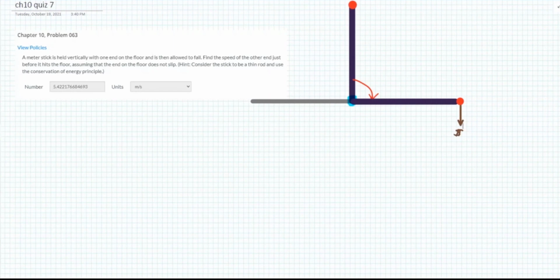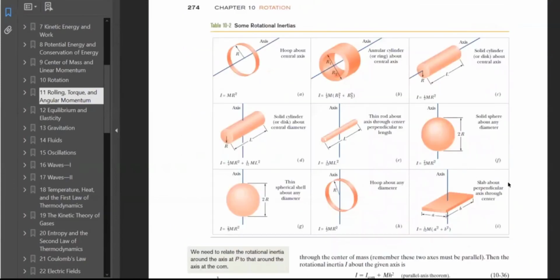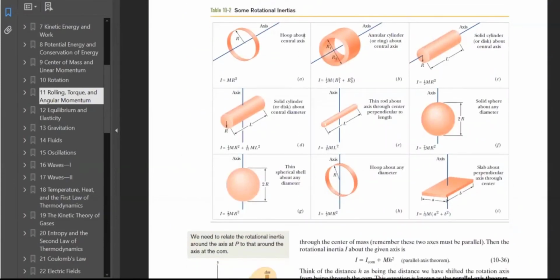So right now I'm just going to go to the lookup table here, the one pager that you will be given during exam 3. Which one of these 9 basic shapes is a long, thin rod? Okay, it's right here. Let me make this a little bit bigger.